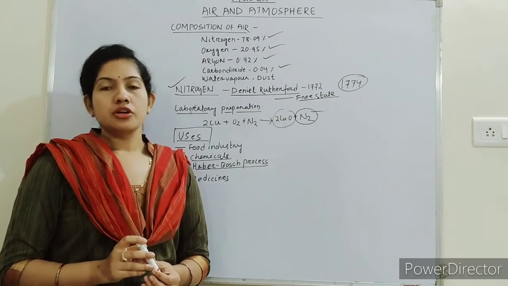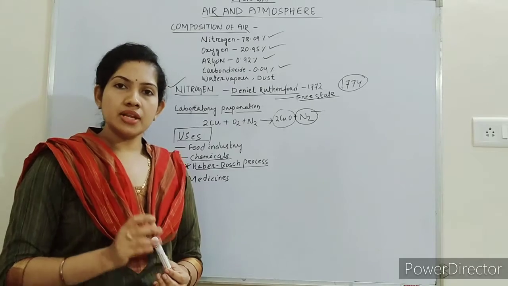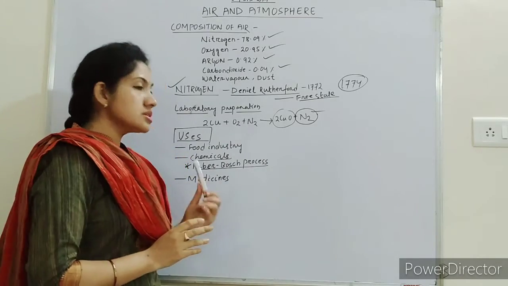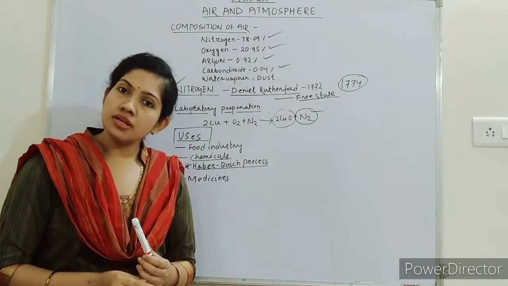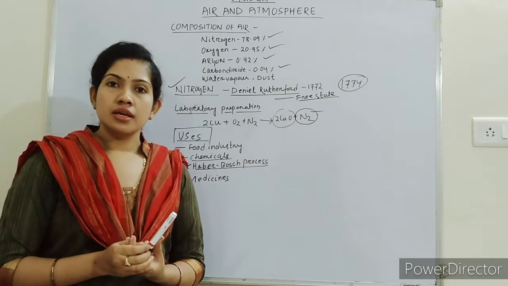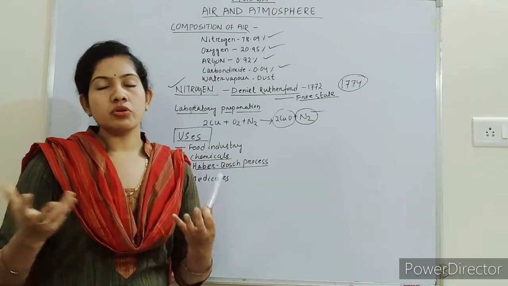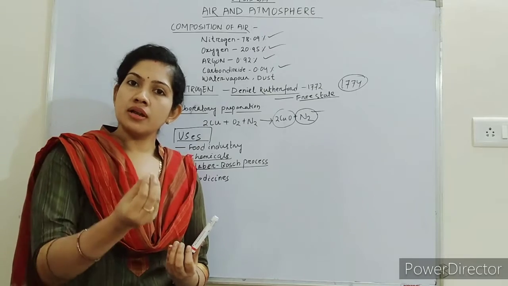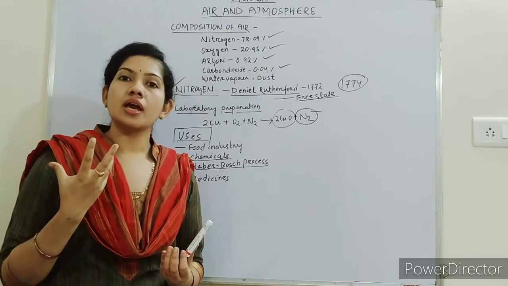The next one is for the formation of different chemicals, and the very important chemical is ammonia. Do you know ammonia is a very widely used fertilizer? So nitrogen is used in industry for making various chemicals which are used in some more important functions. The very important one, just now I have discussed, is ammonia.